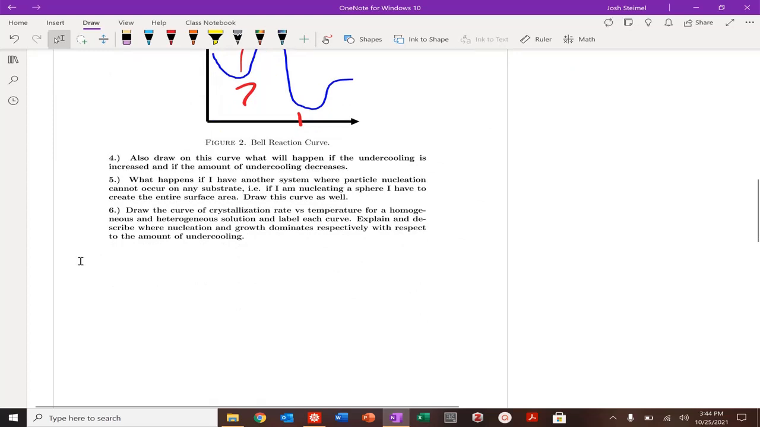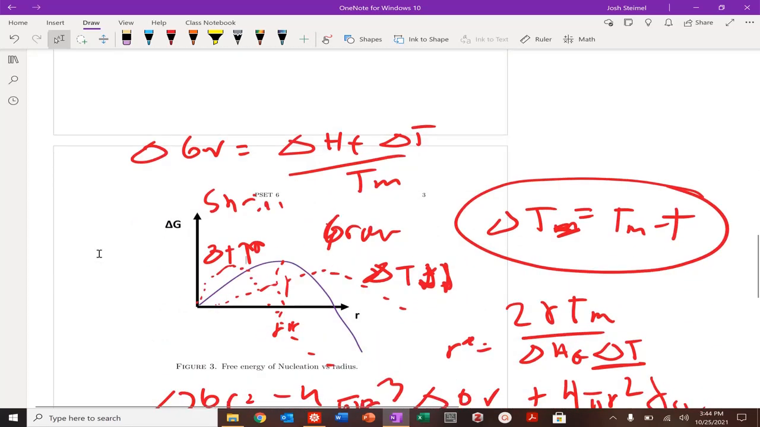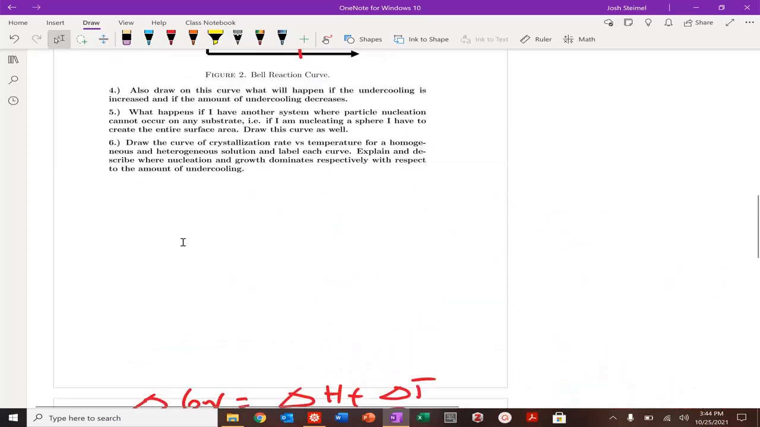What happens if I have another system where particle nucleation occurs on a substrate? If I'm nucleating a sphere, I have to create an entire surface. So I'm nucleating on a substrate, so this purple curve, if it's the exact same system, it's going to look exactly the same, and I'm going to have the exact same critical radius, but my energy barrier is decreased.